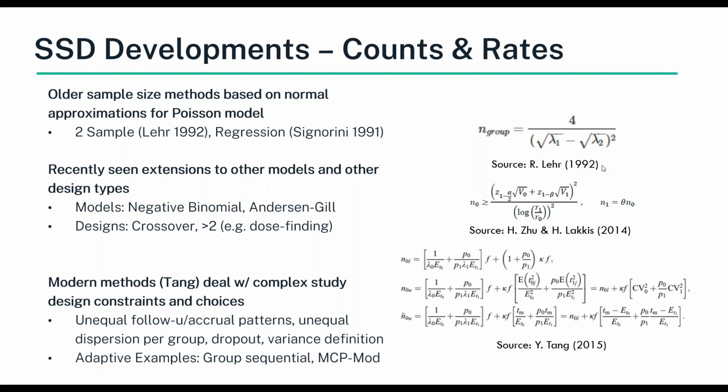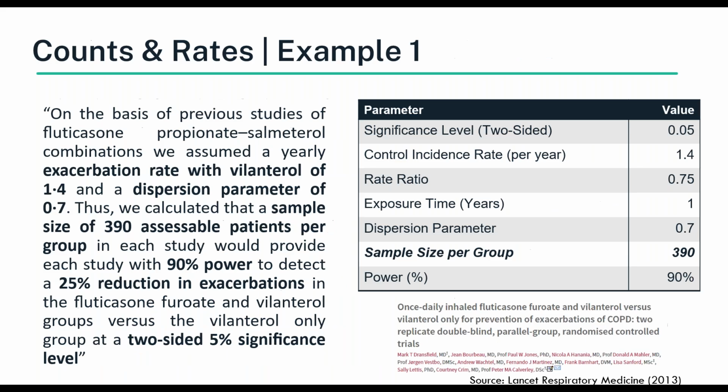I will discuss adaptive designs later, but essentially things like group sequential designs, MCP-Mod, and multi-arm multi-stage designs have been extended from the continuous means case to the Poisson case. Okay, so hopefully that gave you some idea of the range of methods and designs available in this area. But now let's take a quick look at an example of some of these types of designs.